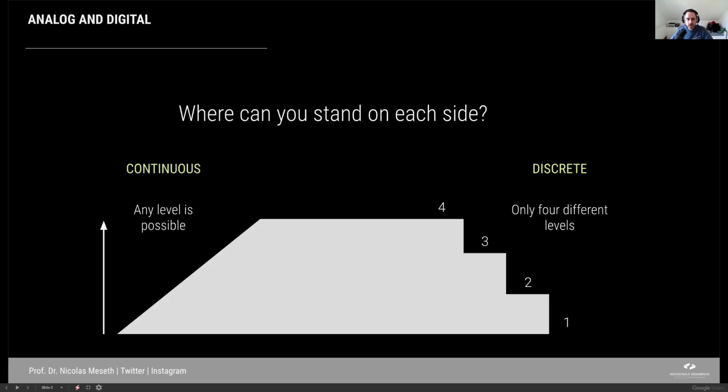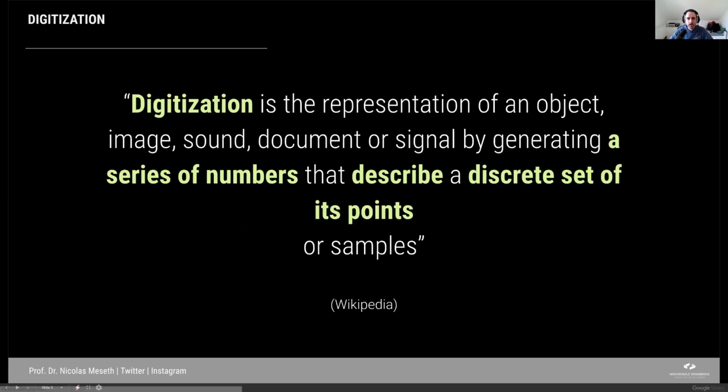Because in an analog world, we have the situation on the left side. We have different levels and all the levels in between. And we talked about what digitization then is. So digitization is transforming the continuous signal from the analog world into a discrete set of points, into a discrete set of numbers, basically. So we will see the examples that we looked at in a second.